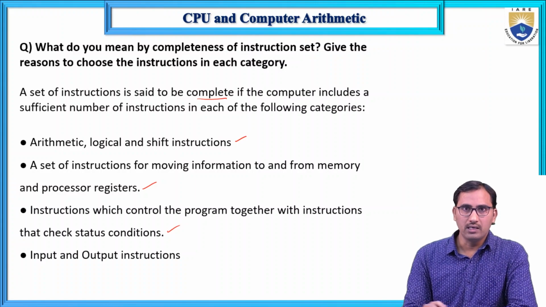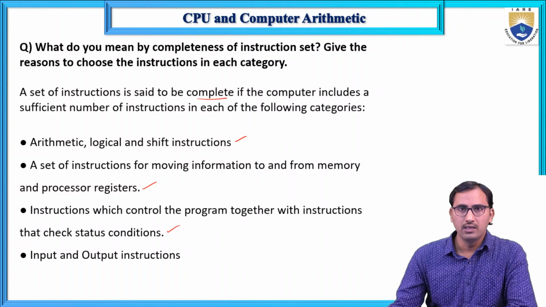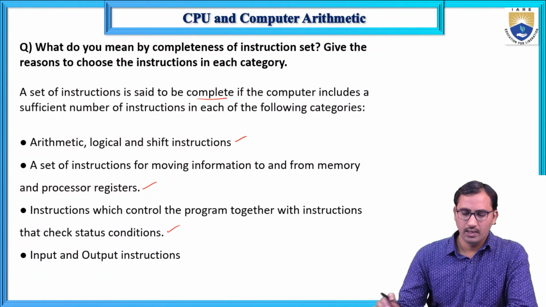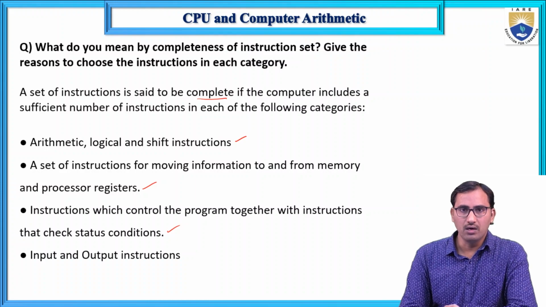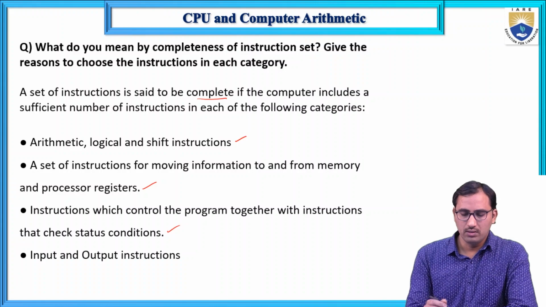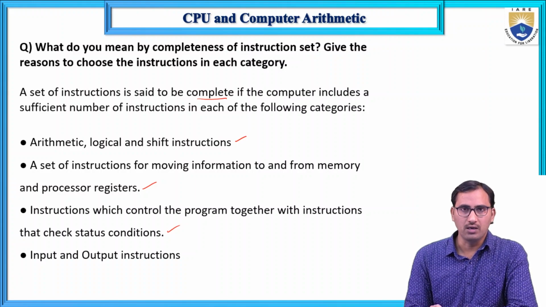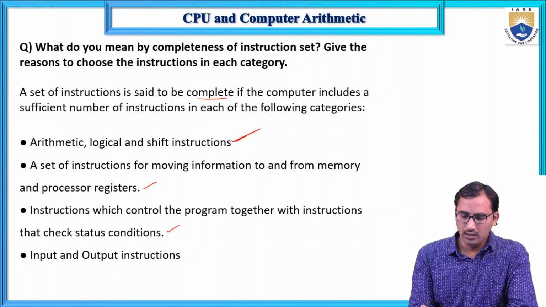That means arithmetic operations are addition, subtraction, multiplication, division and so on. Logical operations are AND, OR, XOR, increment, decrement. So these are all the logical operations. And shift operations are shift instructions, they perform shift operation. Shift operations are logical shift, arithmetic shift and circular shift. So that is the first one.